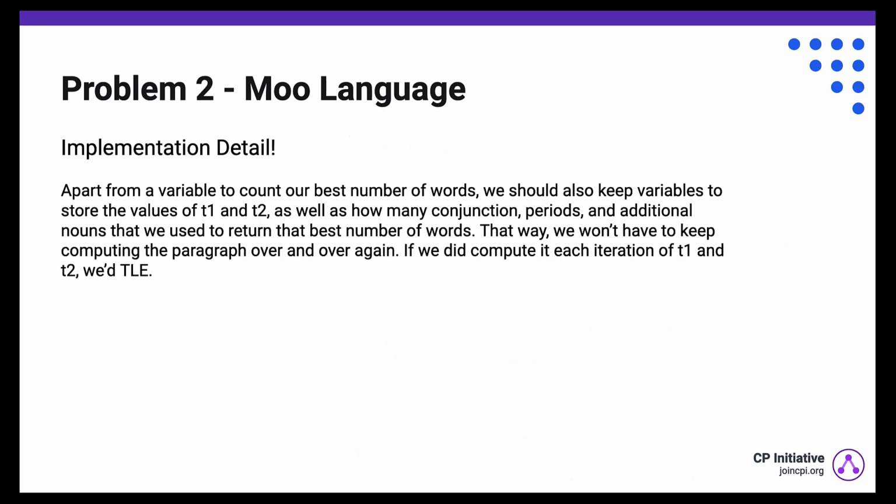For implementation details, there's two. First, apart from a variable to count our best number of words, we should also keep variables to store the values of T1 and T2, as well as other variables that return the best amount of words. That way we won't have to keep computing the paragraph over and over again, which will make our program run faster. And also, in programs like these, where you have a lot of input and output, it's a good idea to unsync the input and output so your program can run faster.